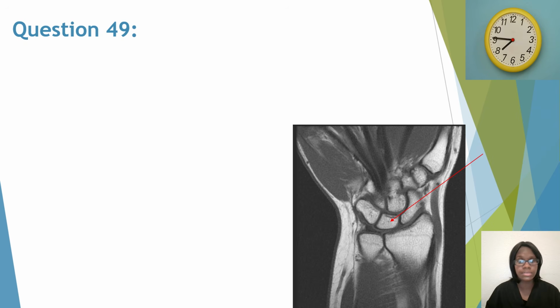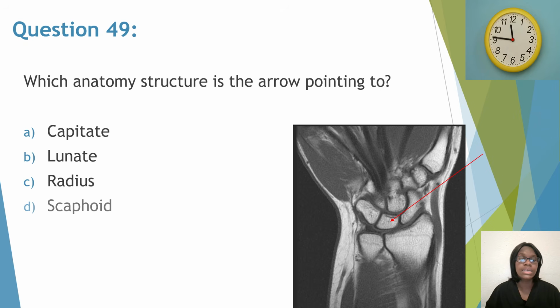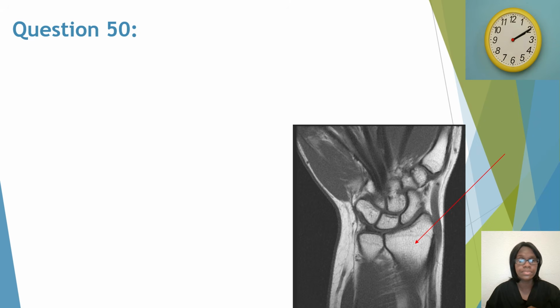Question 49. Which anatomy structure is the arrow pointing to? A, capitate, B, lunate, C, radius, D, scaphoid. All right, the correct answer is B, lunate.